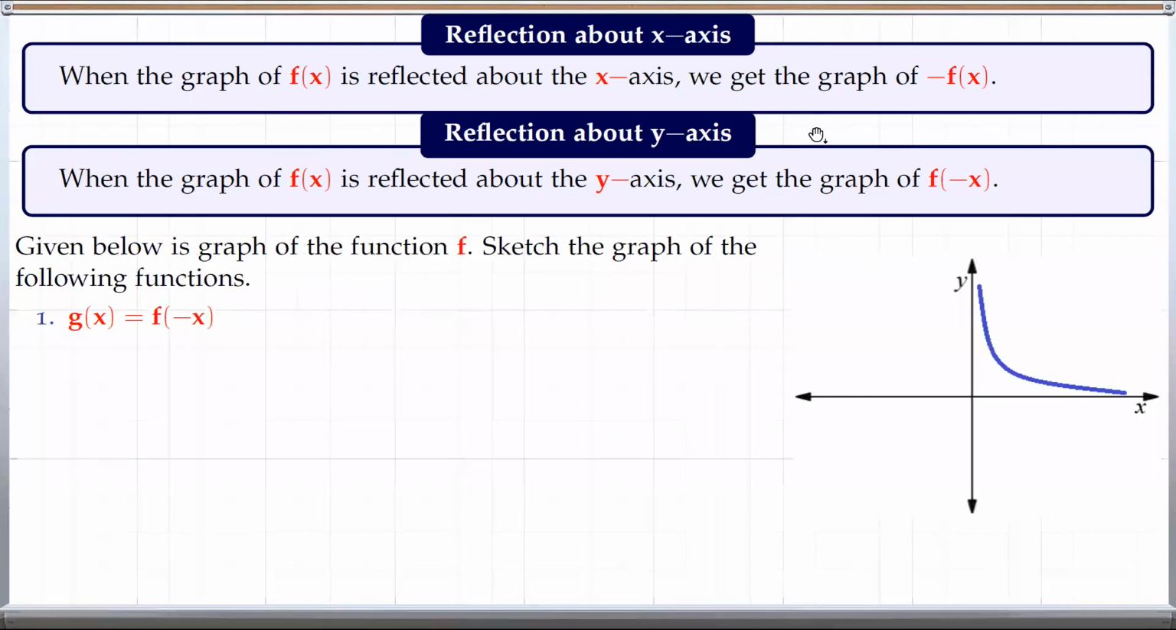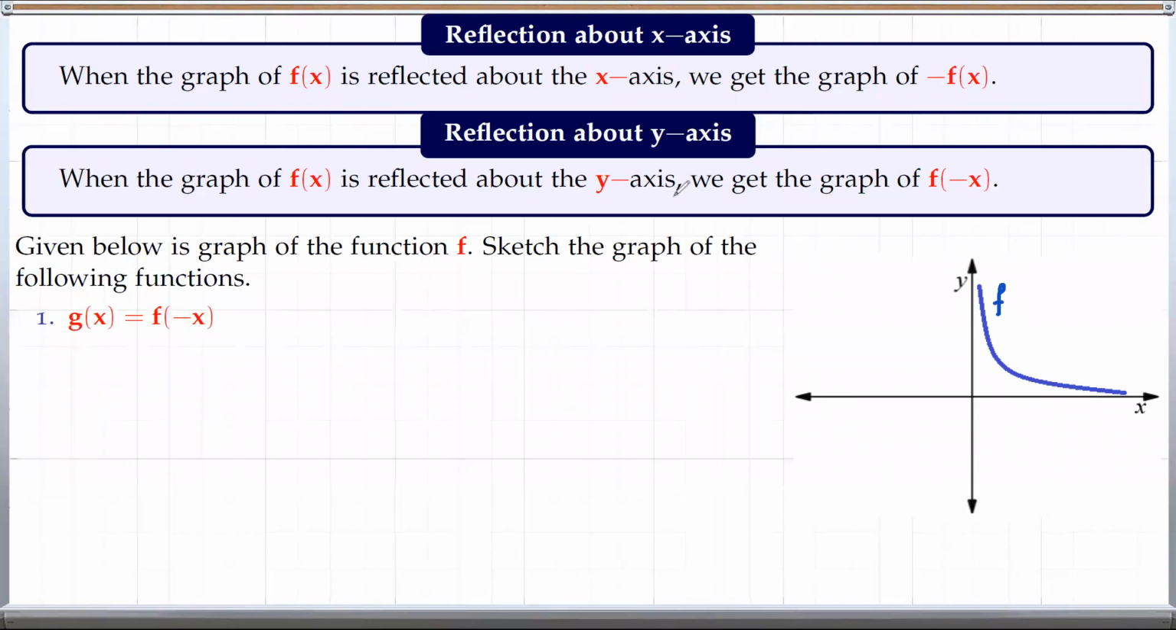Here given is the graph of function f, and it wants us to graph function g, which is defined as f of negative x. So that negative will make it reflect about y-axis. So all we need to do is just reflect this graph about y-axis to get the graph of g. So when you reflect about y-axis, we get something like this. This is the graph of function g. Function h is negative f of x, where f is this one. So when you have negative in the front, we reflect about x-axis.